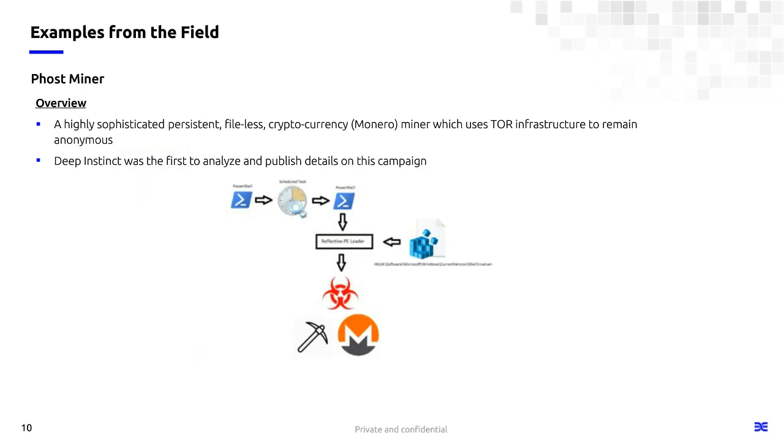The next example I'd like to provide is a miner. This is a very sophisticated and fileless miner that Deep Instinct caught in one of its customer sites. As you can see in the image, the miner uses many types of living off the land tools and additional evasion techniques. For example, it uses PowerShell for execution, and it also sets a scheduled task to run itself. And in addition, it uses, through PowerShell, reflected PE loading in order to further evade security products.